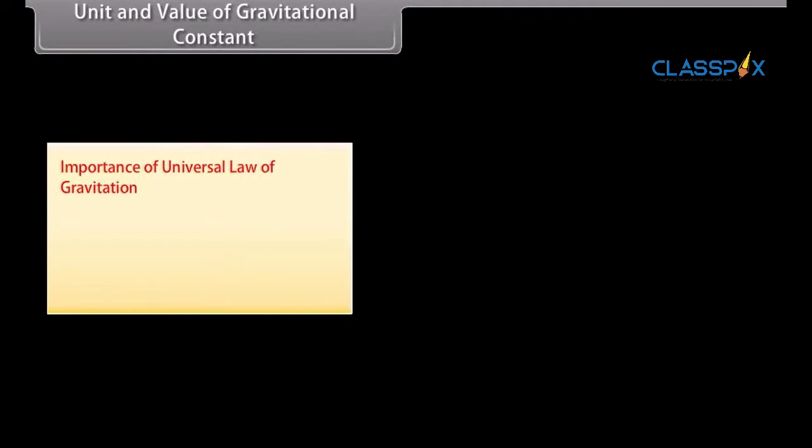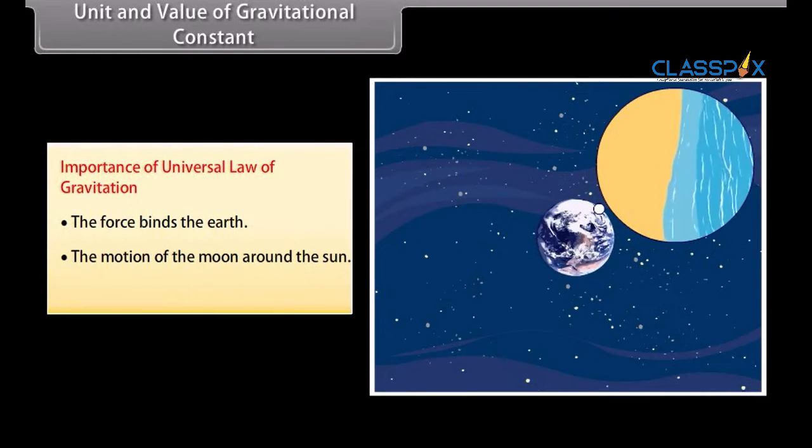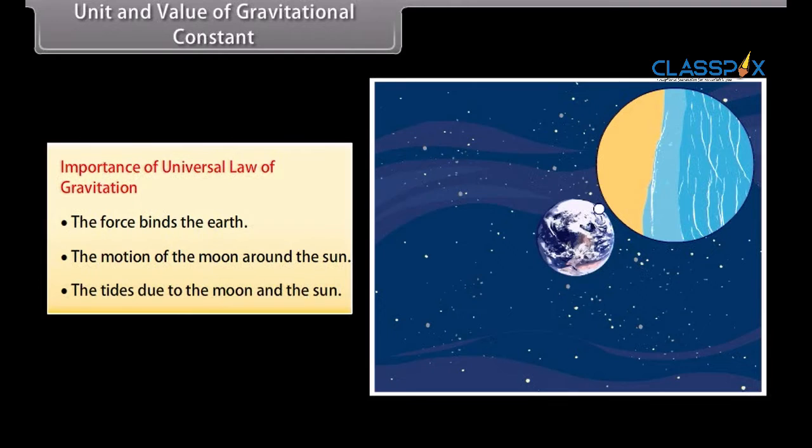Importance of universal law of gravitation. The force binds the earth, the motion of the moon around the earth, and the tides due to the moon and the sun.